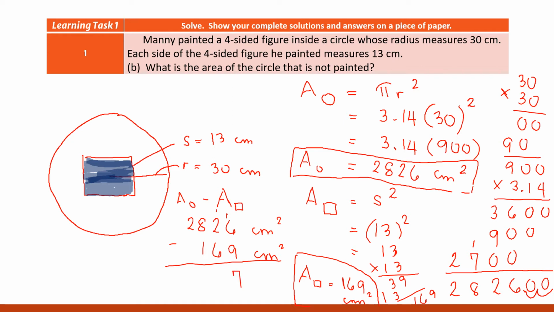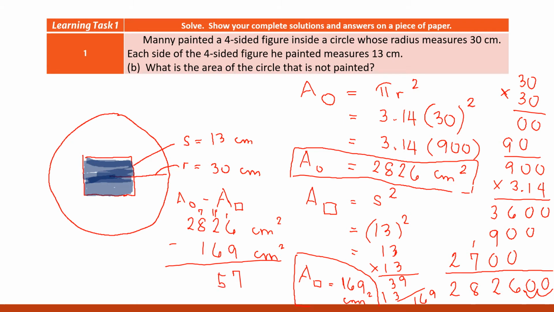Then 1 minus 6 cannot be. Hiram ulit tayo ng 1, 100 sa 800s. So kung kanina nanghiram tayo ng 10 sa 2 tens, ngayon naman, hiram tayo ng 100 sa 800s. So itong 1 sa taas, magiging 11 tenths. Okay? At itong 800s naman, magiging 700s.